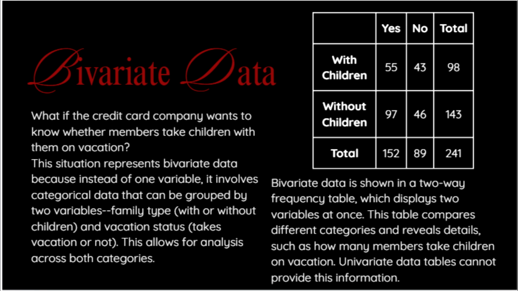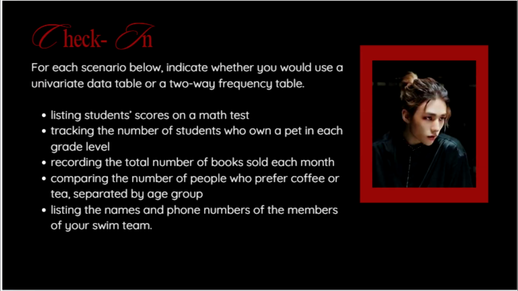Bivariate data is shown in a two-way frequency table, which displays two variables at once. This data compares different categories and reveals details such as how many members take children on vacation. Univariate data tables cannot provide this information. Okay, you should be familiar with this if you've ever used a multiplication table. These are not hard to figure out.